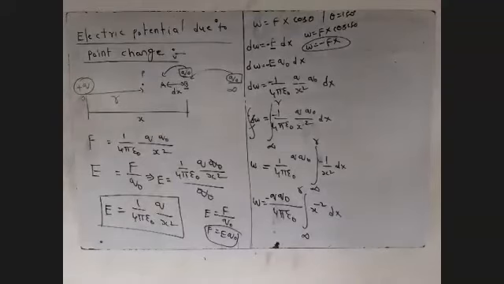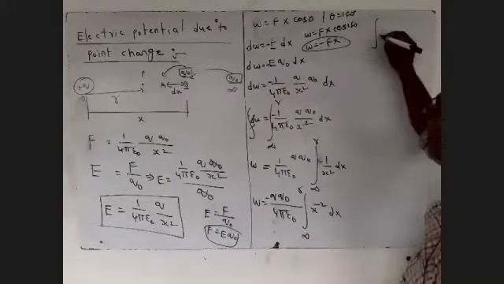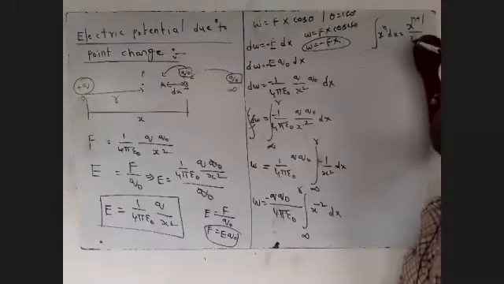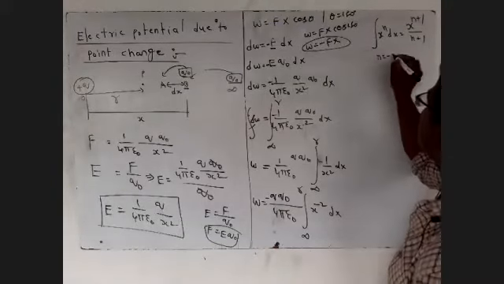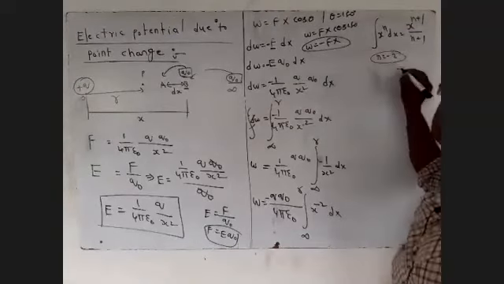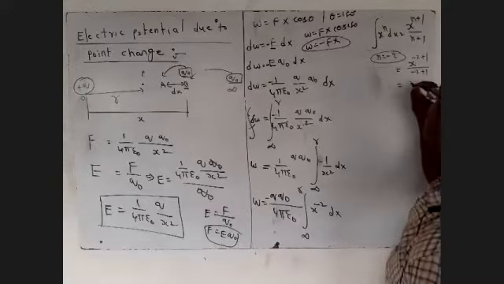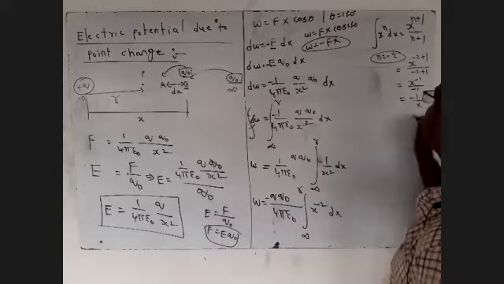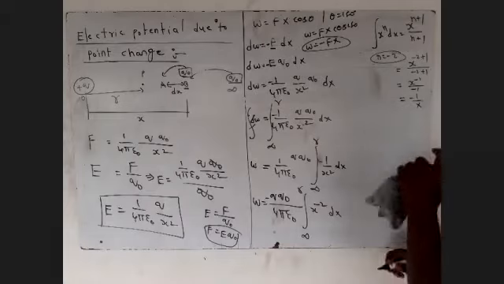Next, the general integration formula: integration of x power n dx is equal to x power n plus 1 by n plus 1. So what is n? n is equal to minus 2. So we get x power of minus 2 plus 1 by minus 2 plus 1, which is x power of minus 1. This is minus 1 by x. This is the total value.